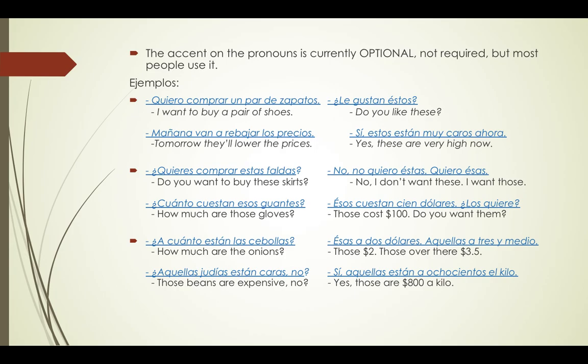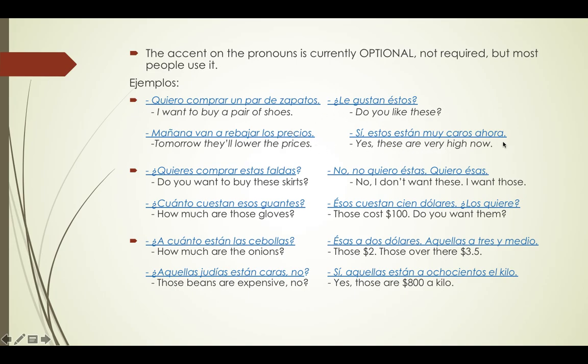Quiero comprar un par de zapatos. I want to buy a pair of shoes. So you substitute un par de zapatos, or zapatos by: ¿Le gustan estos? Do you like these shoes? Mañana van a rebajar los precios. Sí, estos están muy caros ahora. So estos in this case doesn't have an accent, but because it's not followed by a noun, we know that it's a pronoun. Sí, estos, and of course we know that it refers to los precios.